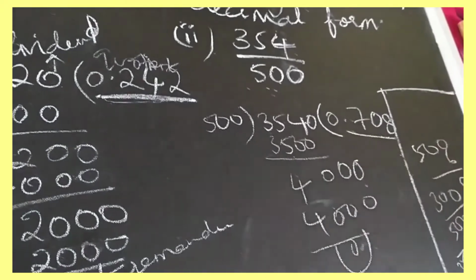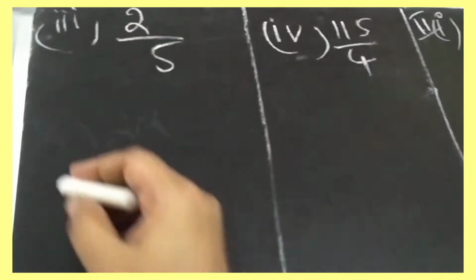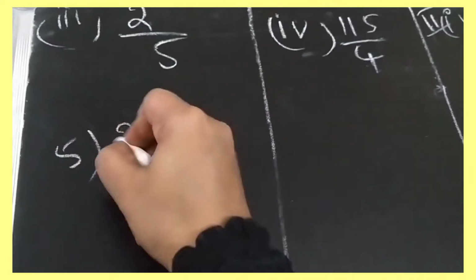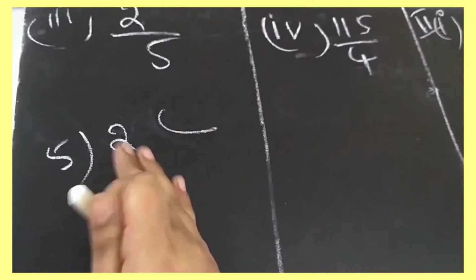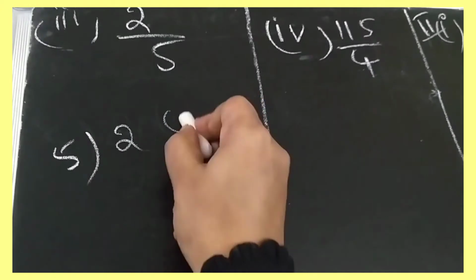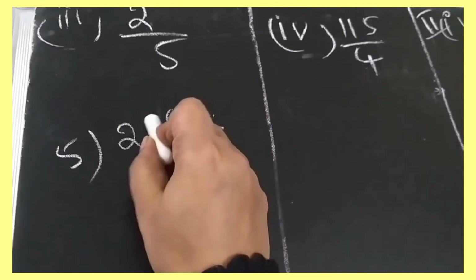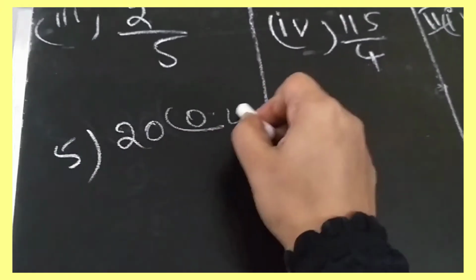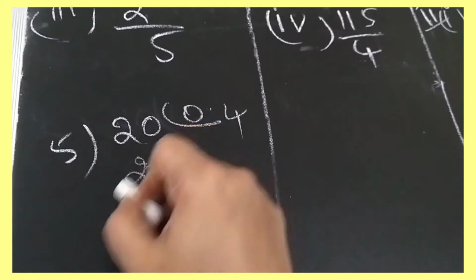0.708. Now the third one is 2 by 5. Again we have to take this 5 here, this 2 here. You have to divide this 2 by this 5. So 2 doesn't go in 5. Again you have to write 0 point here. You have to make this 2 as 20. 5 fours are 20. So the answer is 0.4.